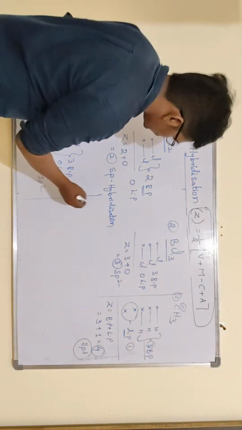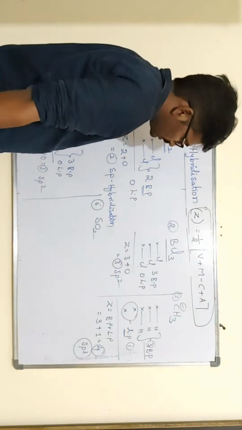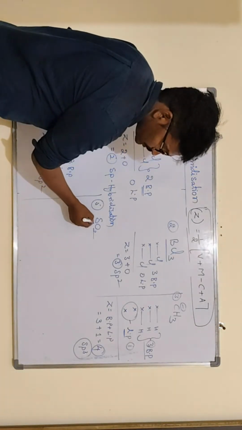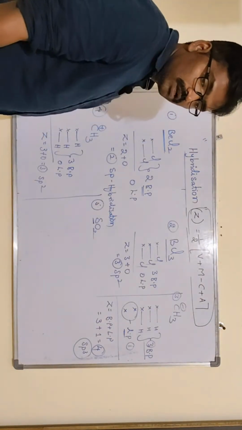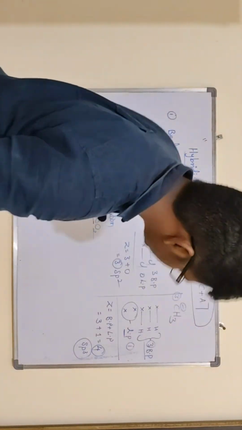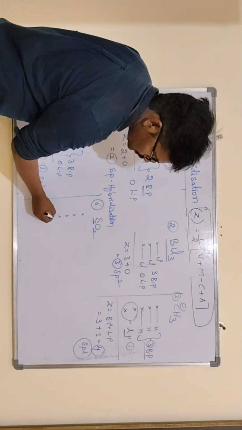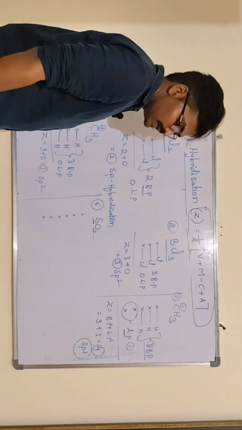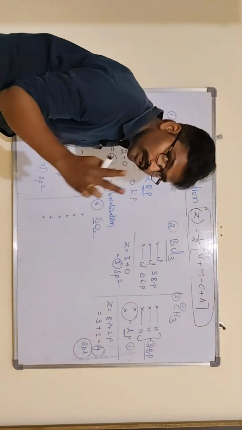Then the SO2 molecule. Sulfur belongs to the 16th group elements. How many electrons are there? 6 electrons are present in it. So look at 1, 2, 3, 4, 5, 6. Clear? Right.